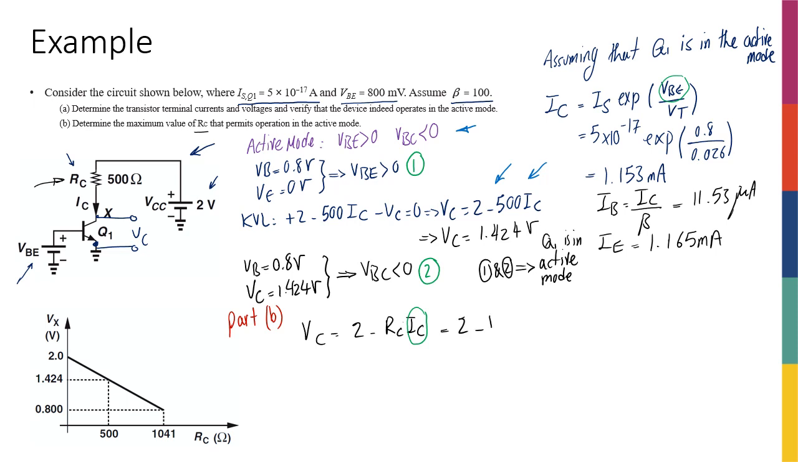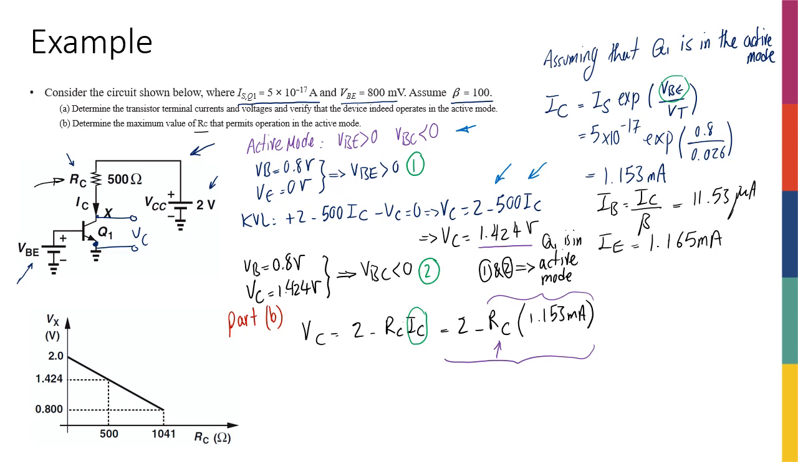So this is equal to 2 minus RC times the IC that I found, which is 1.153 milliamps, right? This way, I found the equation that relates my VC to RC. Now I know that if RC is 500, from part A, my VC is going to be 1.4-ish volts. So if I increase RC, this term is going to increase. Therefore, the overall voltage at the collector is going to decrease.